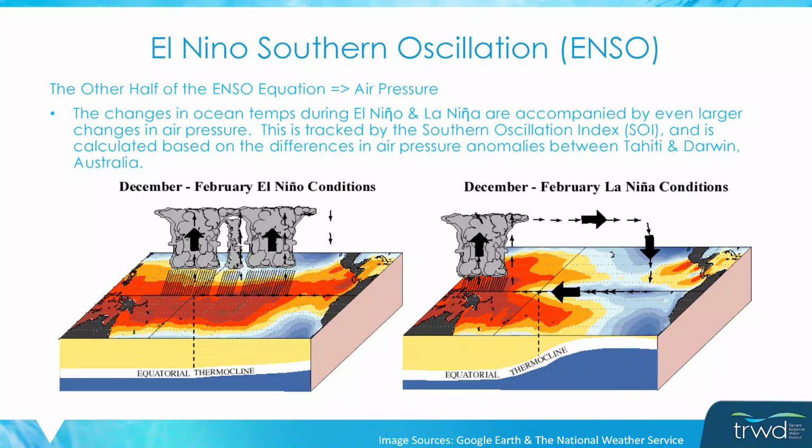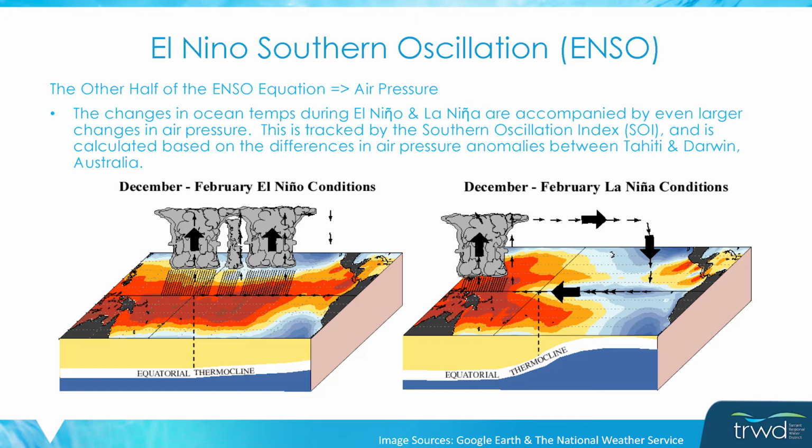Now, we hear a lot about the El Nino Southern Oscillation. It's based on the sea surface temperature departures from average in the Central Pacific, but the other half of that equation is the air pressure difference between Darwin, Australia, and Tahiti, and that's tracked by the Southern Oscillation Index. So the SOI is negative during El Nino when the air pressure is abnormally high over the western tropical Pacific and abnormally low over the eastern tropical Pacific, and then the opposite is true for La Nina.